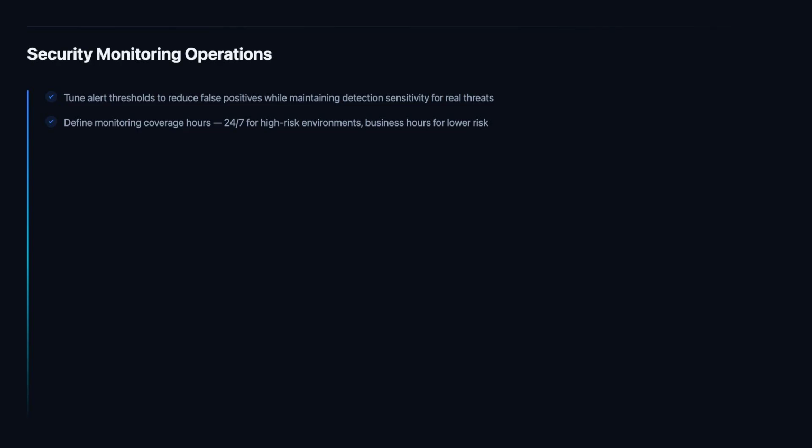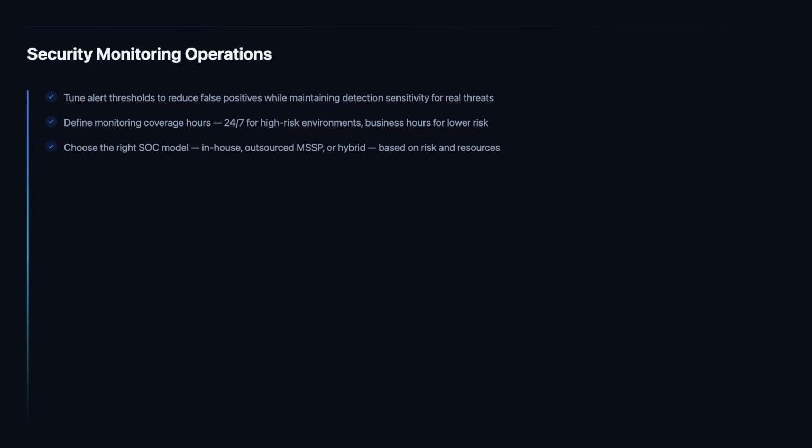Organizations with lower risk profiles may determine that business hours monitoring supplemented by automated alerting for critical events is a proportionate and defensible approach. The key requirement is that the monitoring coverage model is explicitly defined, risk-justified, and reviewed when the threat landscape or business environment changes.